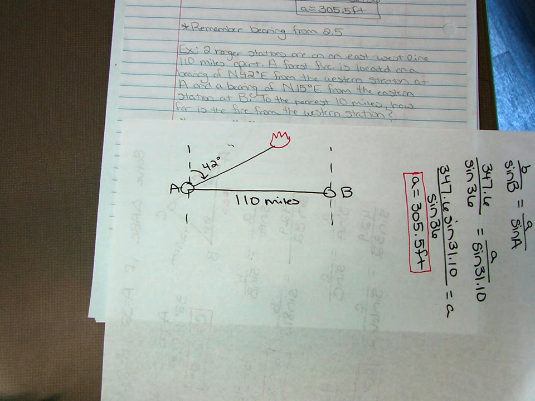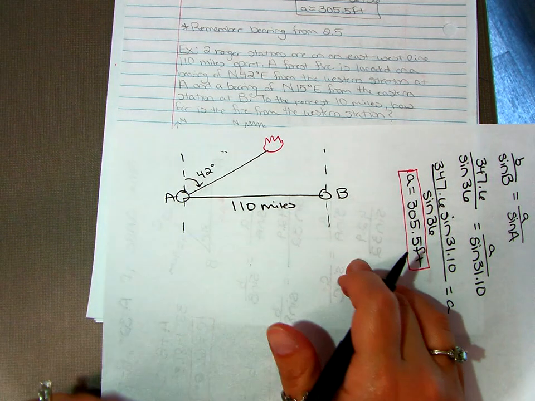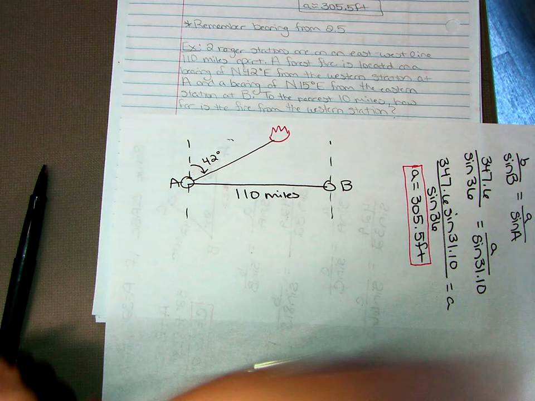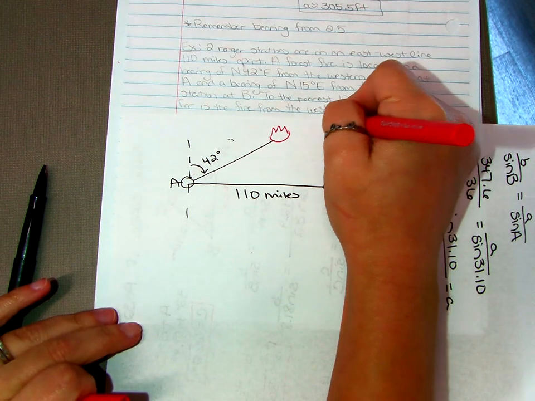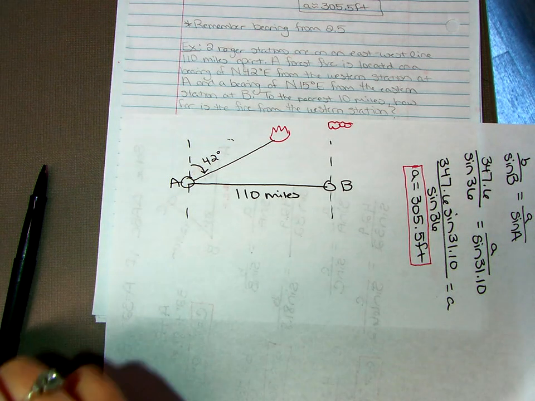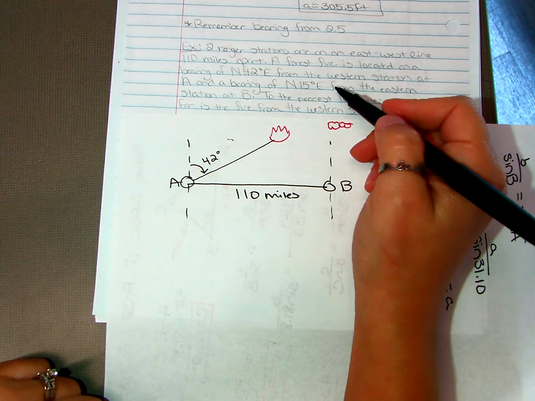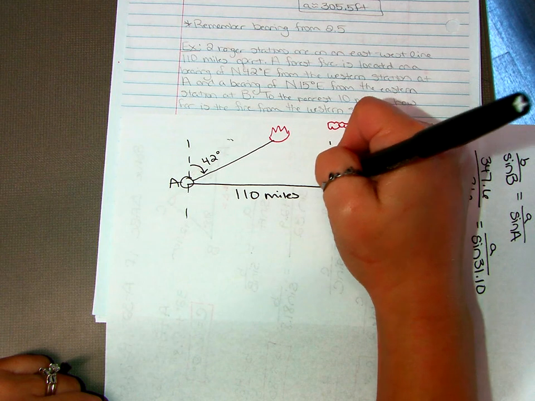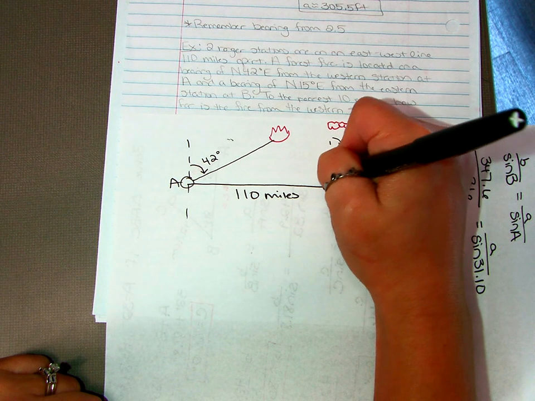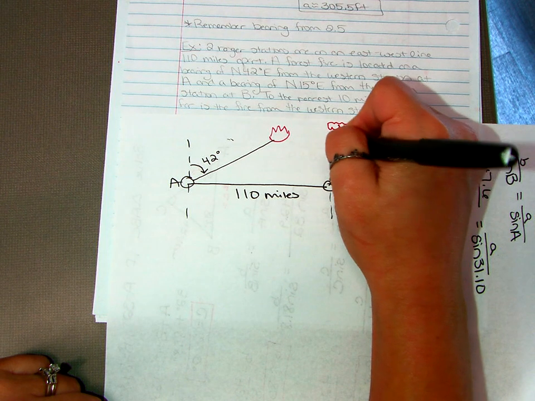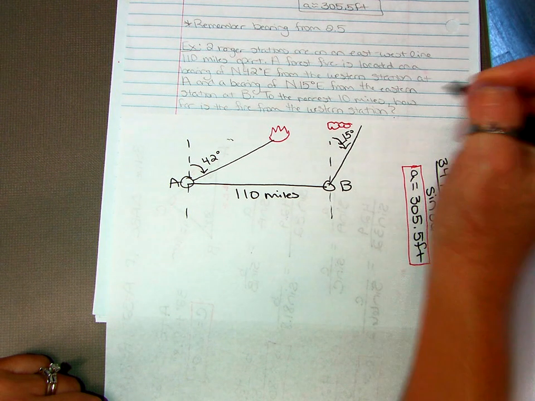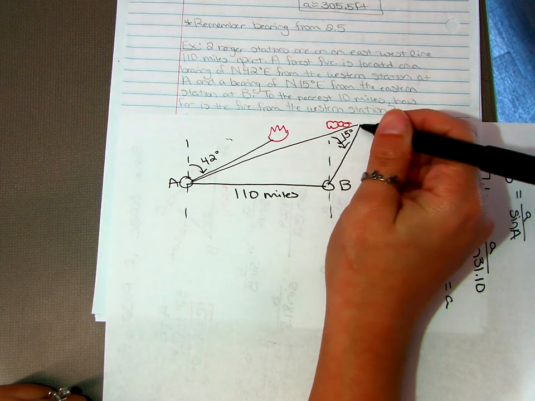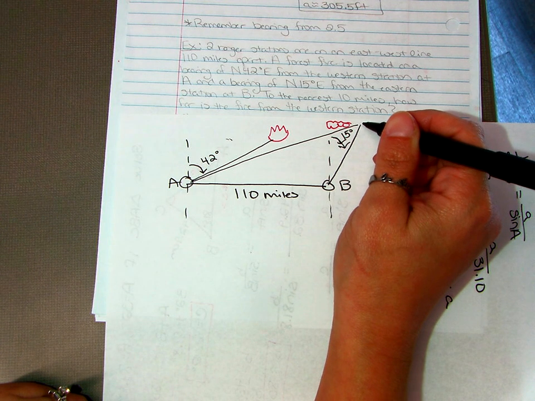And I'm pretty sure I have a typo in my notes. Or no, I don't. I didn't draw my fire at the right spot. My fire needs to be over here. The reason why I know my fire is in the wrong spot is because it tells me that my bearing from station B, which is the eastern station, is north 15 degrees east. 15 degrees east is going to put it this side. And that's because I'm not getting a right triangle, I'm getting an oblique triangle, which means I need to have my fire way further over here on the right-hand side of my north-south line for my B station.